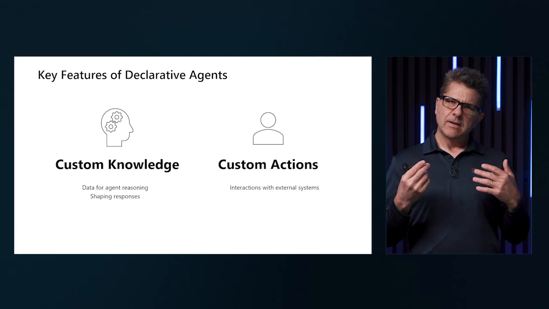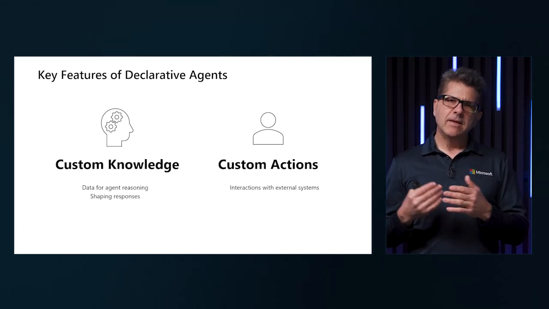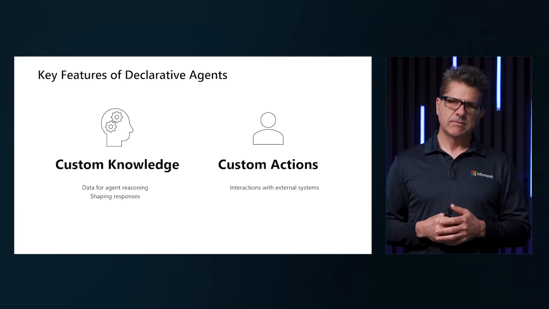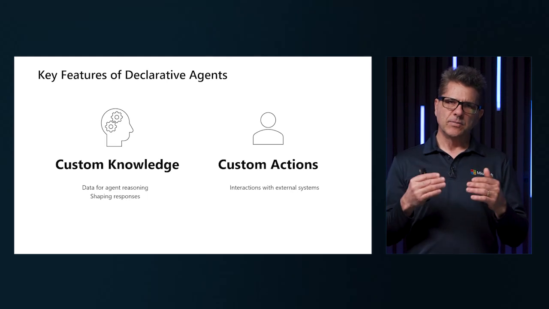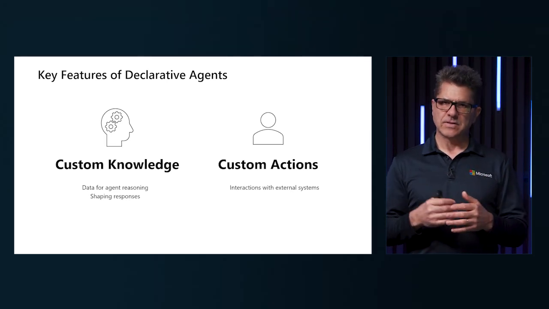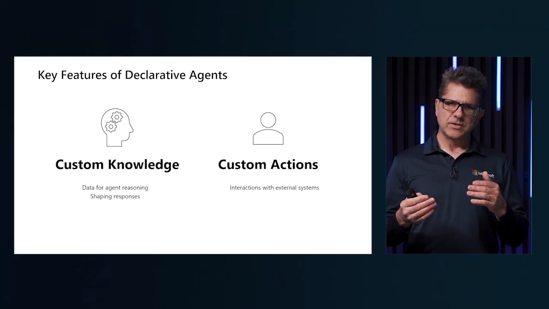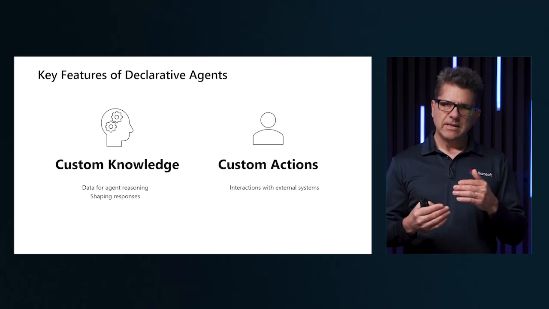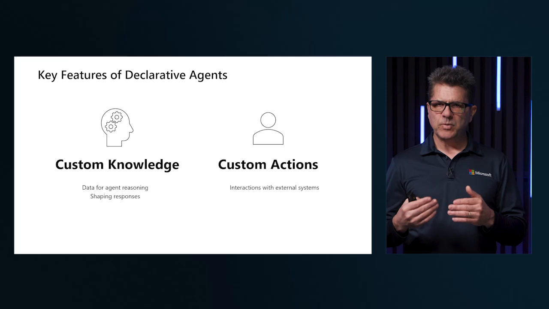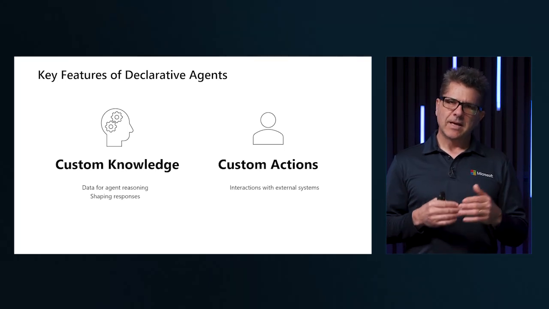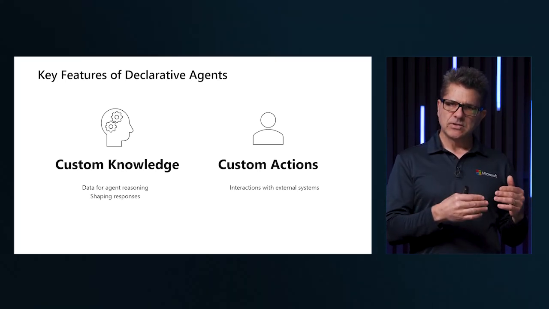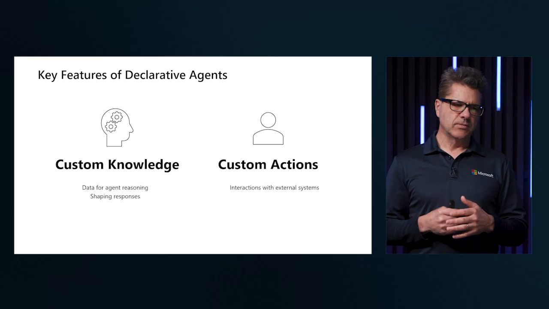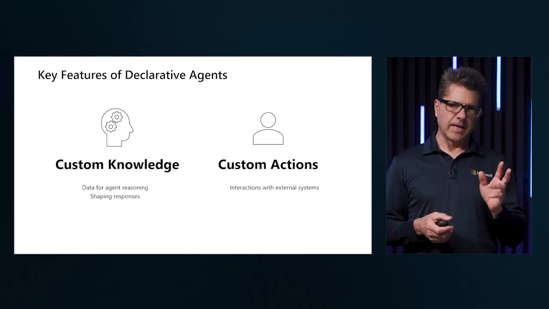Now let's take a quick look. Let's analyze the key features of the declarative agents. We're going to focus on the custom knowledge and the custom actions. So custom knowledge involves the data for the agent, reasoning, and of course, shaping the responses. And the custom actions pertains to the interaction with external systems. Two different things.